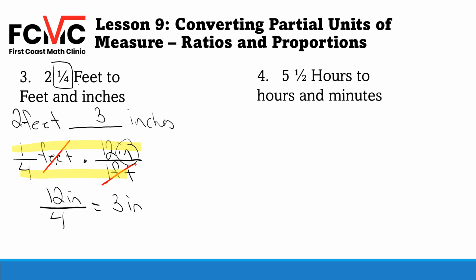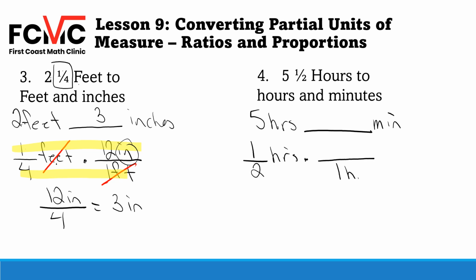Number 4, we've got 5.5 hours to hours and minutes. So we've got 5 hours. How many minutes? We've got a half hour. So let's multiply that by our ratio. We want 60 minutes over 1 hour. So the hour and the hour cancel out, and we'll get 60 minutes over 2. 60 divided by 2 is 30 minutes. So we'll get 5 hours and 30 minutes.